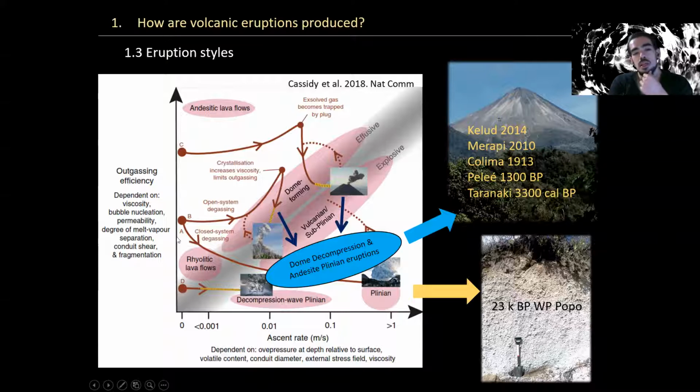So in this whole classification, my main interest as a researcher, as a volcanologist, are eruptions produced by decompression, mainly conduit decompression, yielding andesitic Plinian eruptions like these ones from Kelut and Merapi in Indonesia, Colima in Mexico, Taranaki in New Zealand. I'm also interested in some of these eruptions produced basically by decompression waves, triggering huge andesitic to dacitic Plinian eruptions like this pumice deposit from Popocatépetl volcano in Mexico.